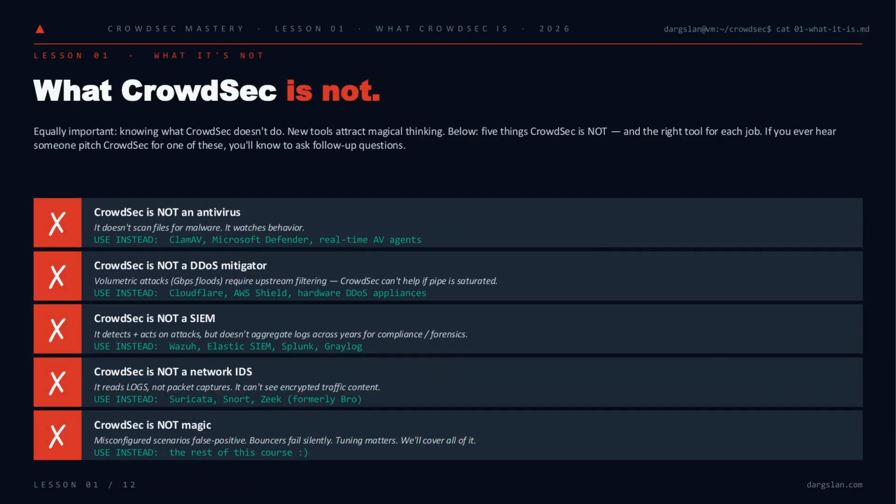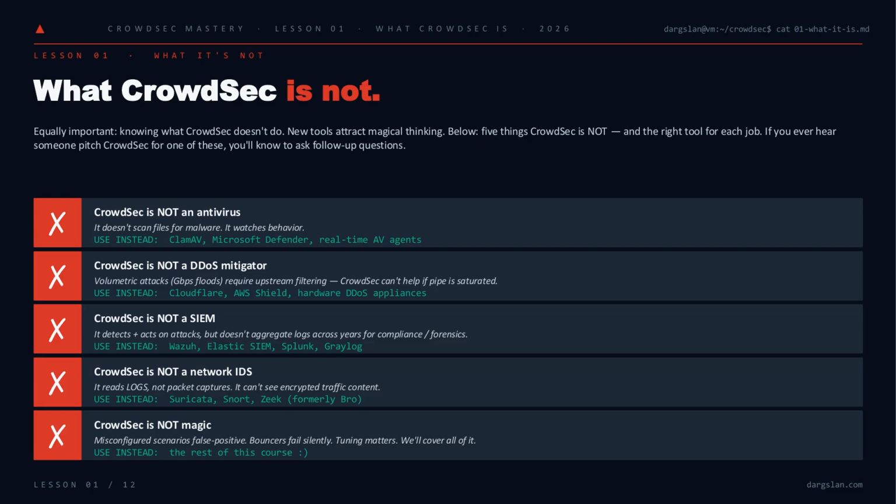With all that capability, it's just as important to draw the boundaries. CrowdSec isn't an antivirus, it watches behavior, not files, so ClamAV still has a job. It's not a DDoS mitigator. If your pipe is saturated, you need Cloudflare or AWS Shield upstream.